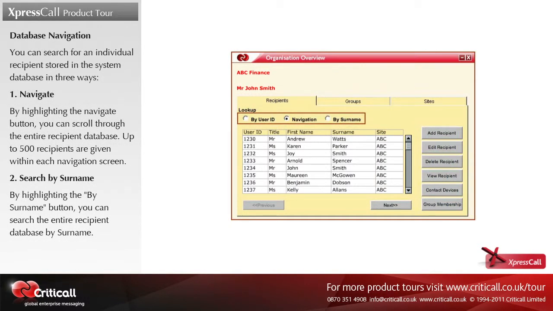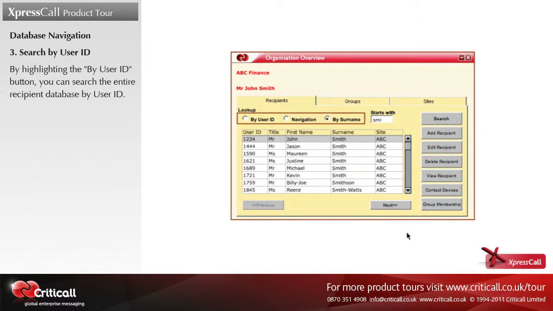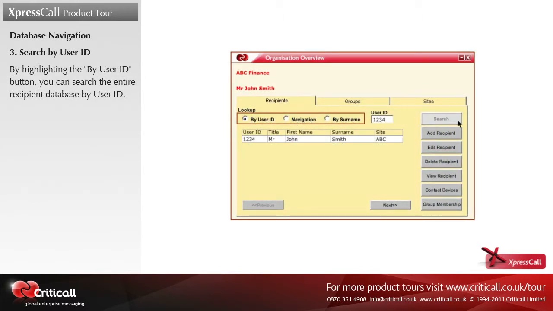Database navigation. You can search for an individual recipient stored in the system database in 3 ways. Navigate. By highlighting the Navigate button, you can scroll through the entire recipient database. Up to 500 recipients are given within each navigation screen. Search by surname. By highlighting the By Surname button, you can search the entire recipient database by surname. Search by User ID. By highlighting the By User ID button, you can search the entire recipient database by user ID.